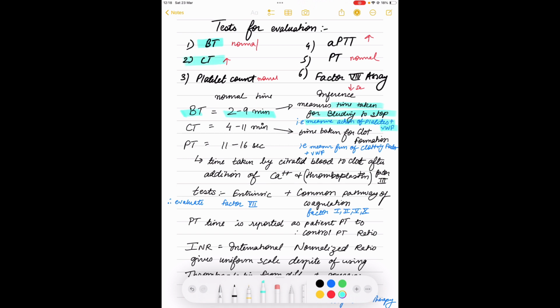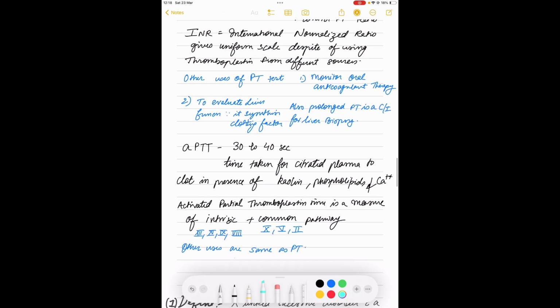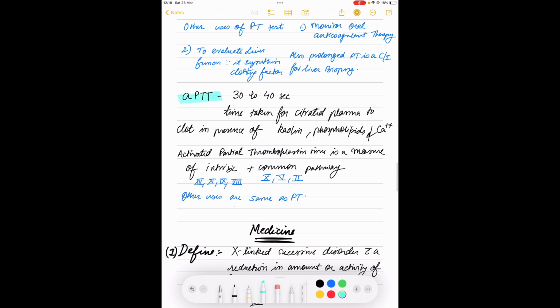Second is clotting time. So this BT and CT are clinically not much used nowadays, but theoretically we should be aware of them. And so the clotting time is normally 4 to 11 minutes, and it is the time taken for the clot formation. That is, it is a measure of the function of clotting factors plus the von Willebrand factor. And now we're talking about the platelet count, which is normal in cases of hemophilia because there's no platelet defect or deficiency.